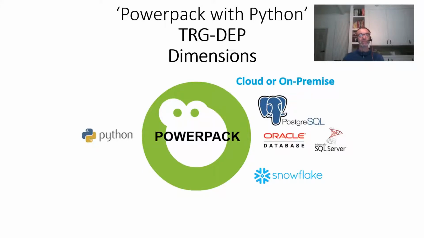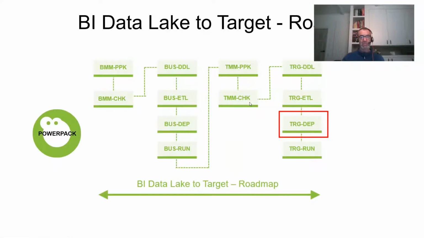Hello, in this video we're going to look at how we can deploy or implement the dimensions in the target data warehouse. This data warehouse can be in PostgreSQL, in Oracle, in SQL Server or in Snowflake. So the tables have to be implemented. It is part of the target DEP or deploy, part of the BI data lake to target roadmap.